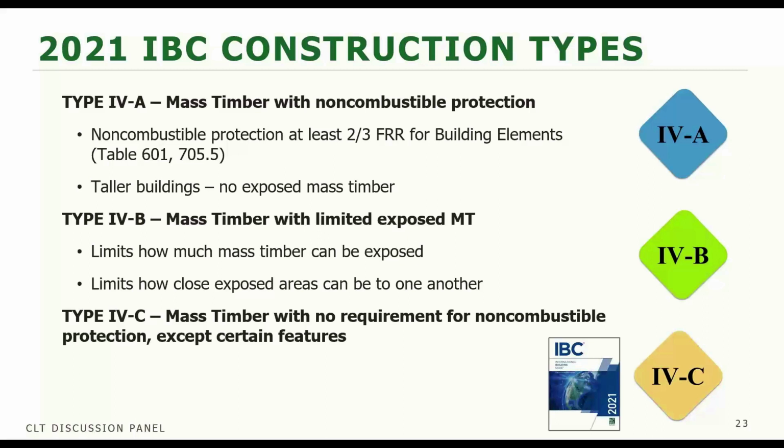The primary thing to know is that type 4C allows us to have fully exposed mass timber. It's also the shortest. Type 4B lets us go a little bit taller, but there are limits on how much exposed mass timber can be present, as well as limits on how close those exposed mass timber areas can be to one another. Type 4A is the tallest, but it does not allow any exposed mass timber, and it has requirements on how much of the fire resistance rating for the building element comes from non-combustible protection.